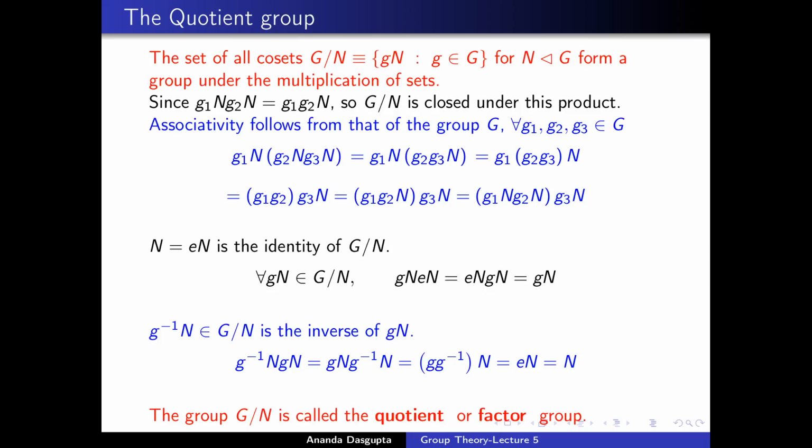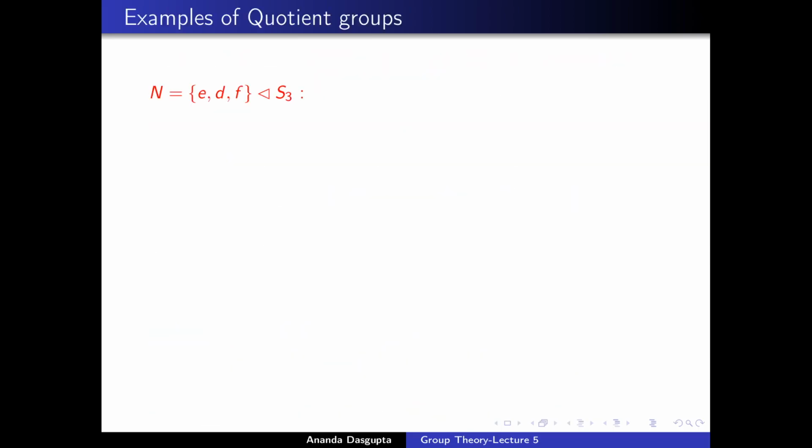Now let us finish with a few examples of the quotient group. The first example that we will talk about will involve the group S3 and its normal subgroup N, the group of the three rotations E, D and F. Remember, we do need a normal subgroup in order to be able to define a quotient group. So what we are going to now try to find out is what is S3 divided by N, or S3 quotiented by N.